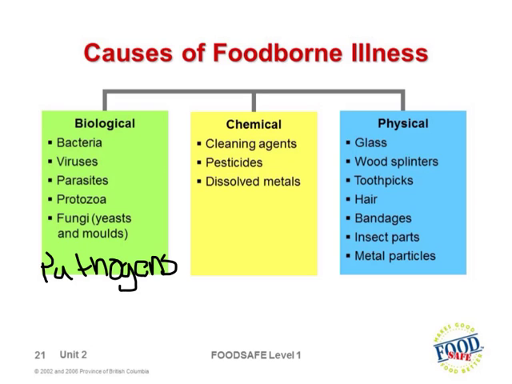Chemical causes are cleaning agents, pesticides, or dissolved metals. Cleaning agents can sometimes be mistaken for food if they're not stored properly. They can be left on a container that hasn't been cleaned properly. Same with pesticides, if produce isn't cleaned properly.